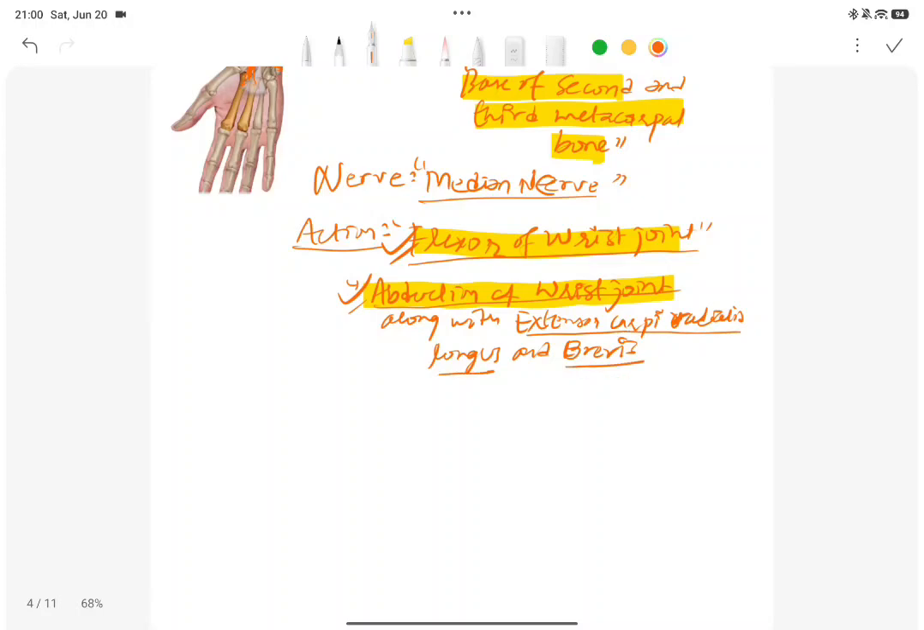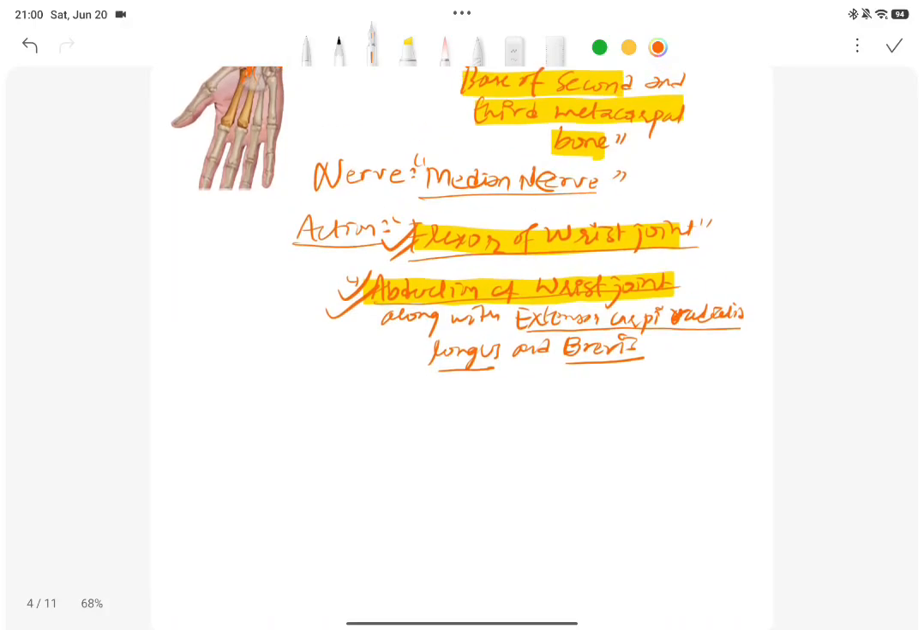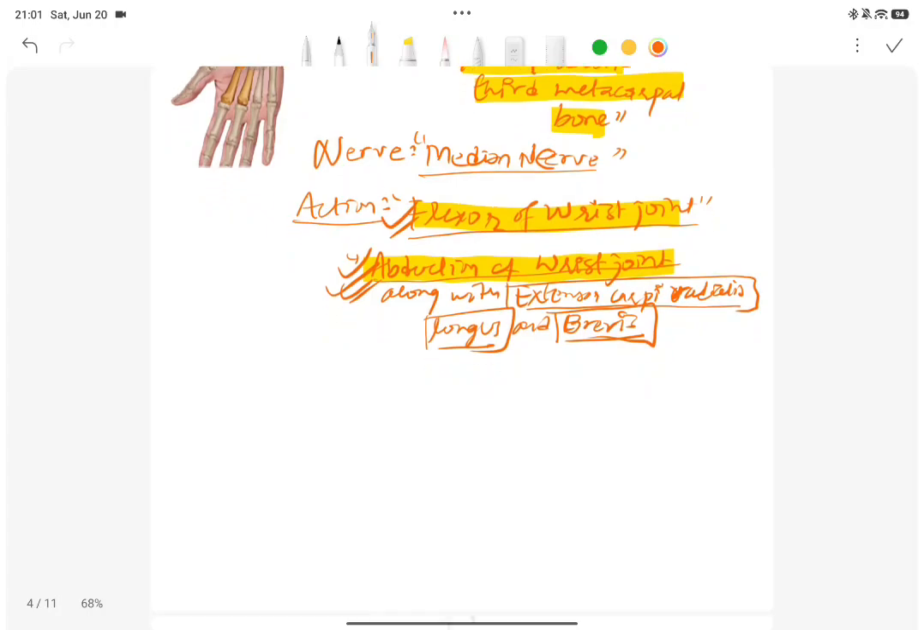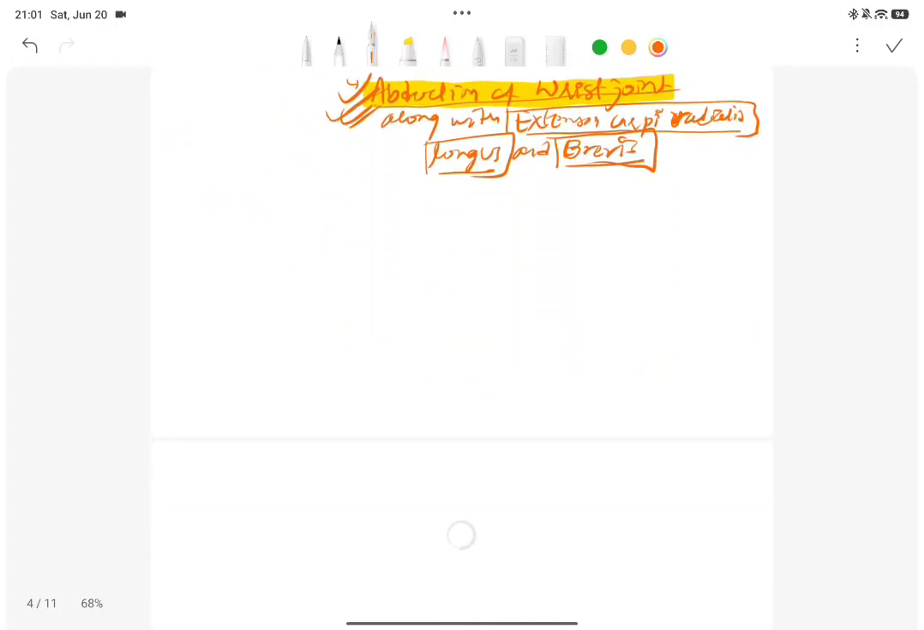So extensor carpi radialis longus and brevis are muscles in the posterior compartment of the forearm. The work of these muscles is abduction of the wrist joint, they abduct it. So abduction of the wrist joint along with these two muscles, extensor carpi radialis longus and extensor carpi radialis brevis, it also helps in the abduction of the wrist joint. So there are two actions. So we don't need to talk much more about this.